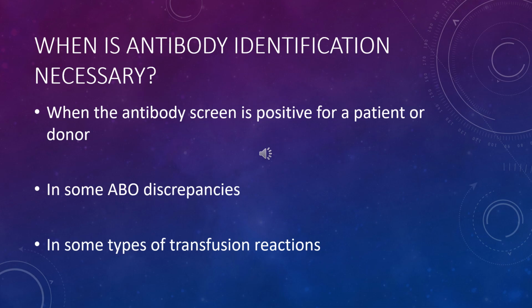ABO discrepancies are another reason we might try to identify an antibody. If there are unexplained reactions in the reverse type, we should try to find out if there's an apparent specificity to them. And finally, in some types of transfusion reactions, specifically suspected hemolytic transfusion reactions, we should use it to try to figure out the specificity of the antibody that caused it.